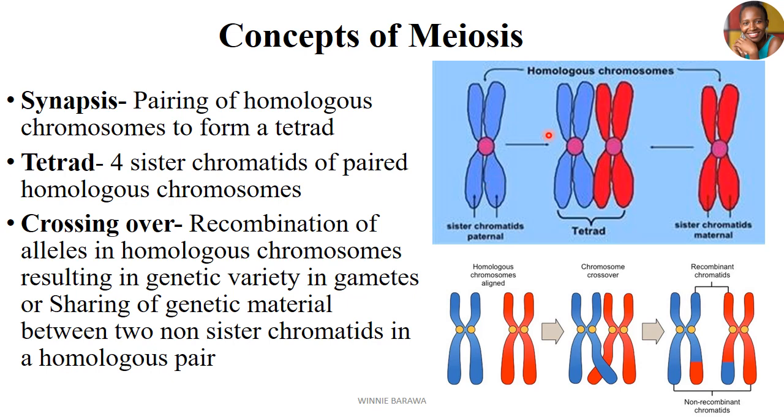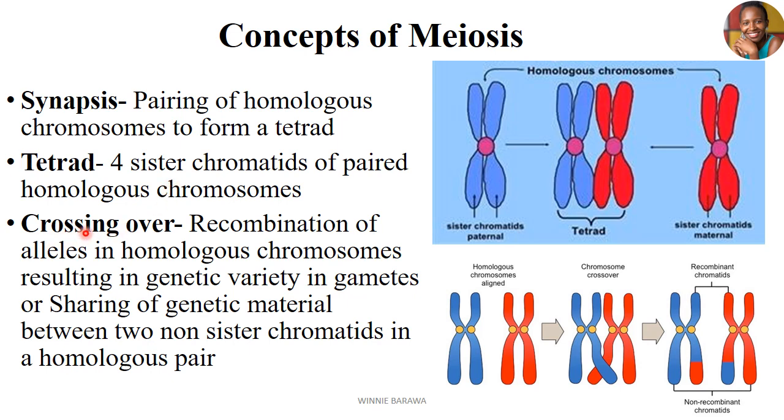When these chromatids come together to pair, they give you what we call a tetrad. This is like four chromatids together. So, pairing of homologous chromosomes to form a tetrad. A tetrad is just a definition that these are four sister chromatids of the paired homologous chromosomes. I hope that makes it clear.